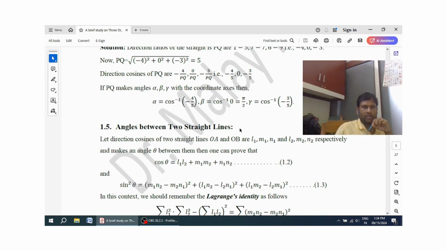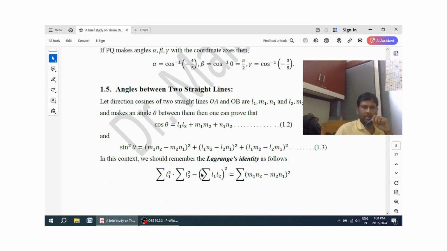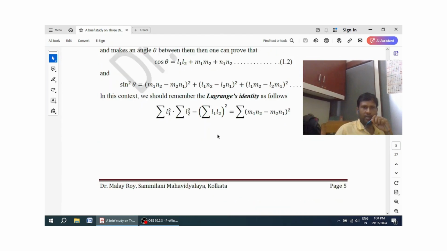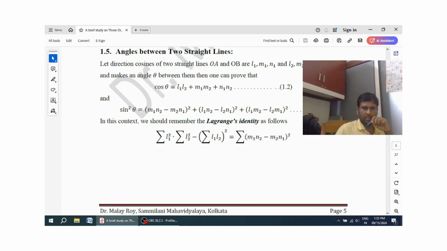Now, how to calculate the angle between two straight lines? It is calculated through this formula: cos theta equals L1 L2 plus M1 M2 plus N1 N2, where L1 M1 N1 and L2 M2 N2 are the direction cosines of the straight lines OA and OB, and the relation with sin theta will be as follows. Similarly, we can find it by Lagrange identity, and following this we can also find the value of tan theta by dividing these two equations.